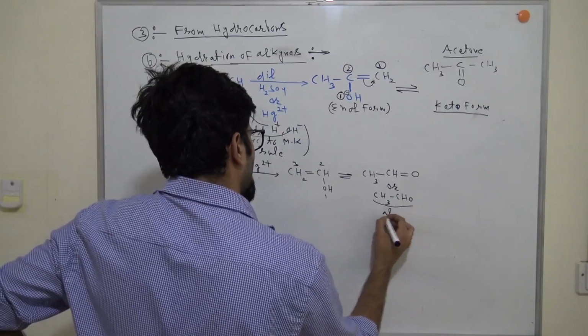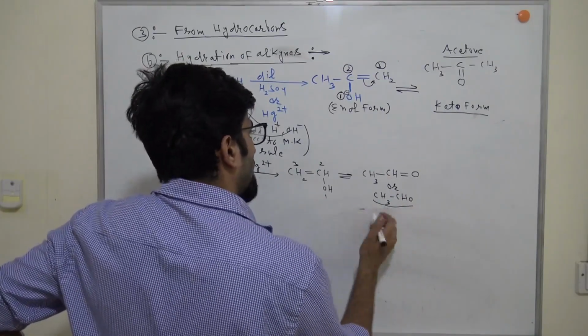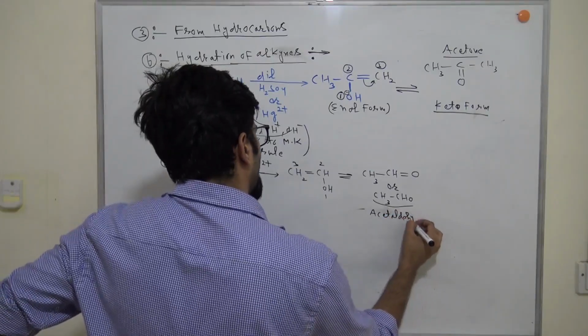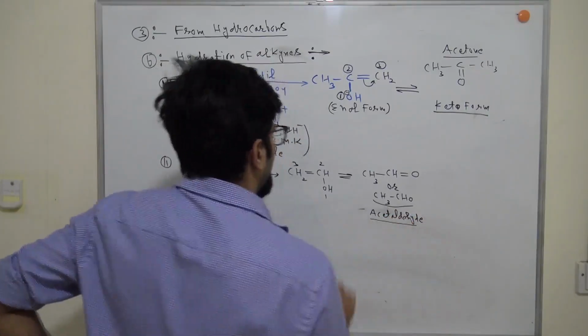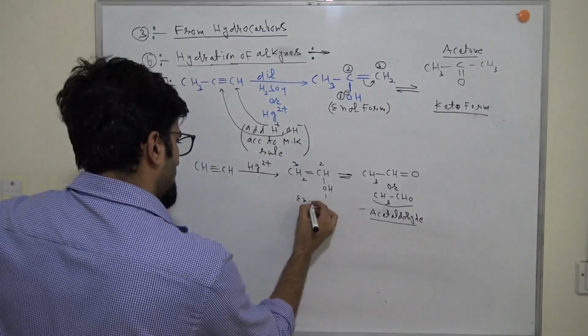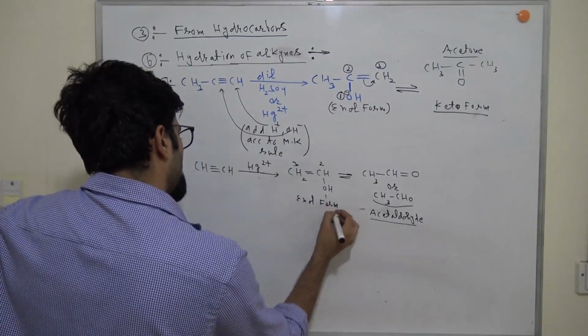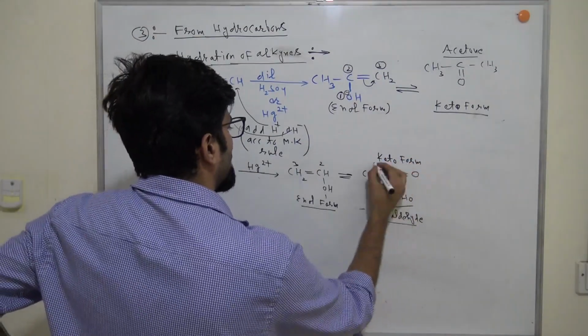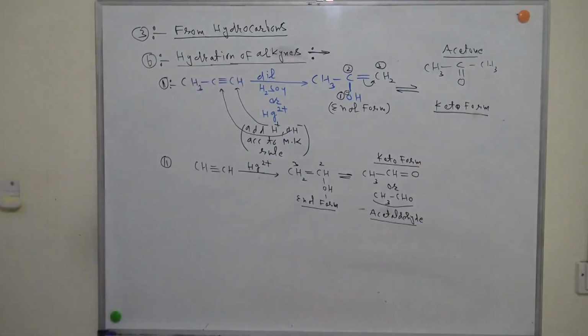CH3CHO. What is the answer? Aldehyde, or I will say the common name is acetaldehyde. Common name is acetaldehyde. This is your enol form, and this is your keto form.